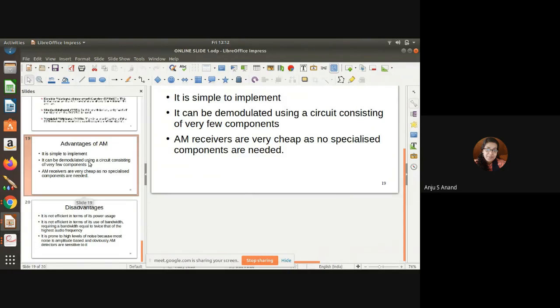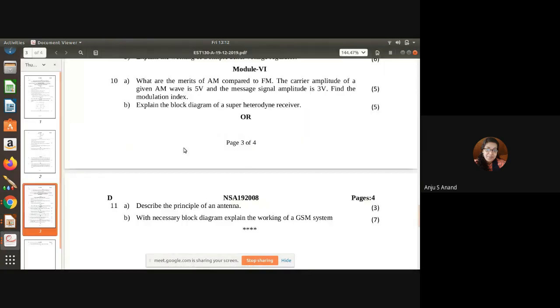Then one more part was there in the question paper. In the question paper, we can see the carrier amplitude of a given AM wave is 5 volt and the message signal amplitude is 3 volt. Find the modulation index. So how can we calculate the modulation index?